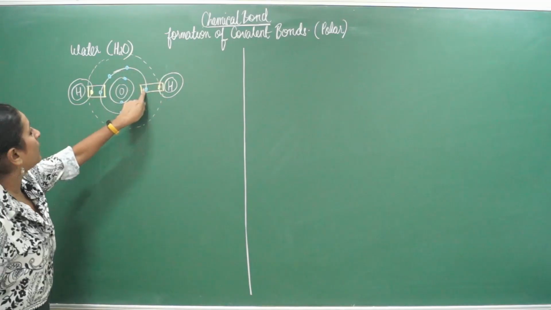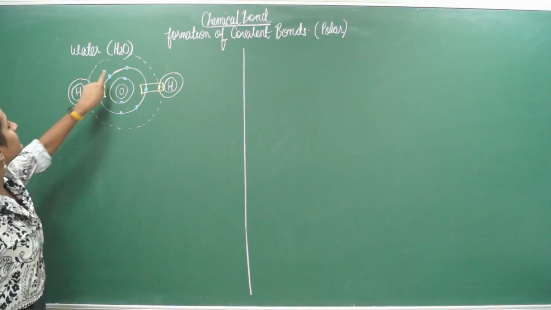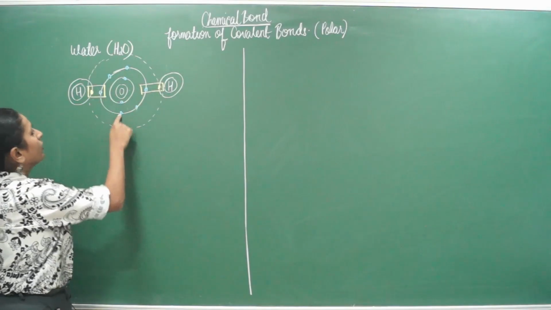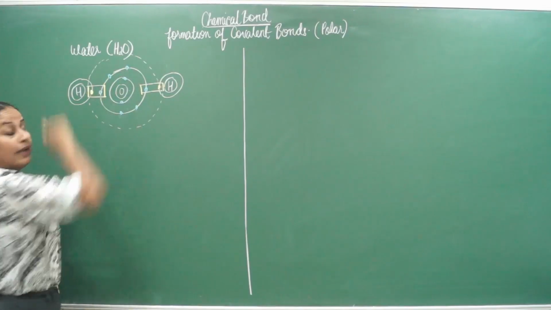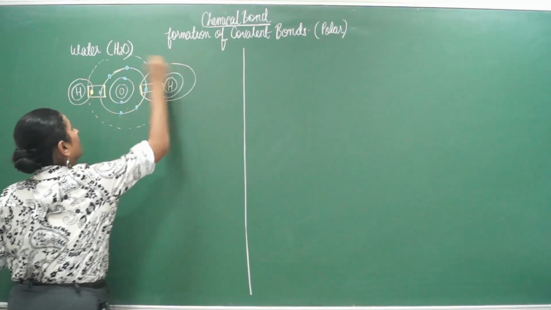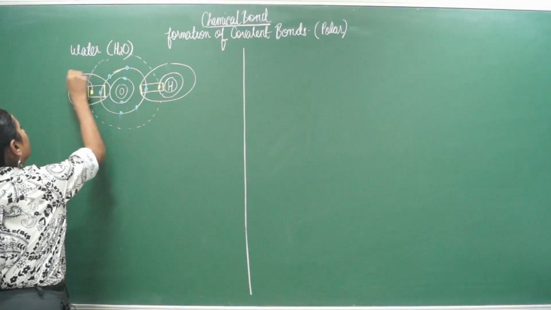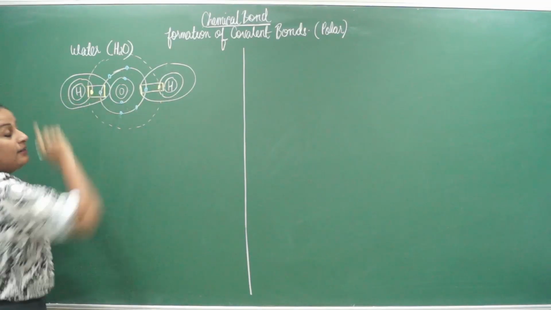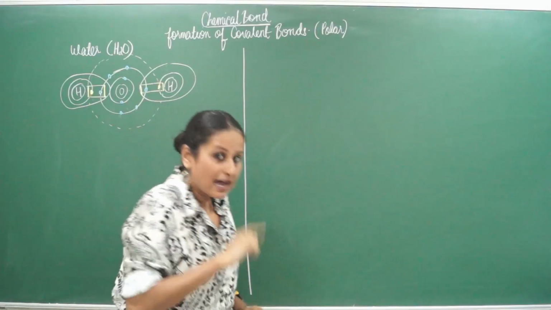Oxygen now has 1, 2, 3, 4, 5, 6, 7, 8. Can you see that? 1, 2, 3, 4, 5, 6, 7 and 8. What about hydrogen? Hydrogen has 1 and 2. This hydrogen also has 2 electrons in its last shell.